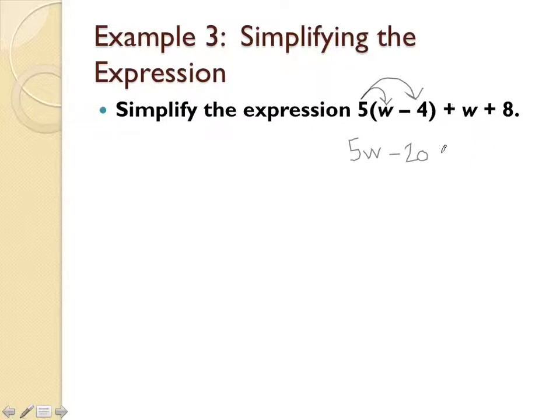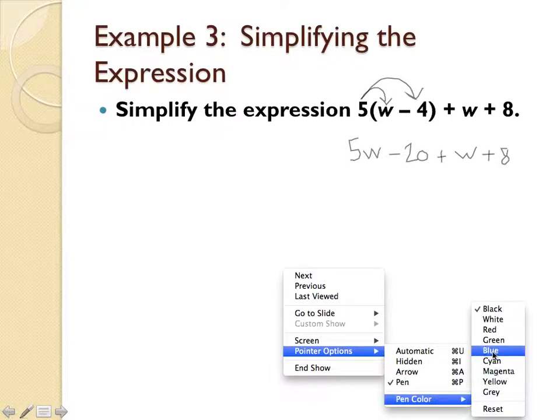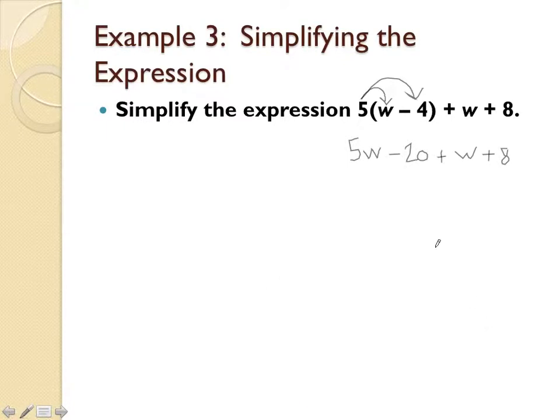All right, so I've gotten rid of my parentheses. I'm just going to bring the next part of the problem down, the positive w and a positive 8, into the next step of my problem. Now I'm going to look for like terms. So I'm going to grab my colors, and let's pick green this time, and start looking for some like terms.